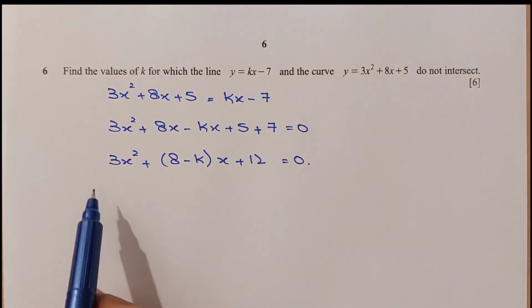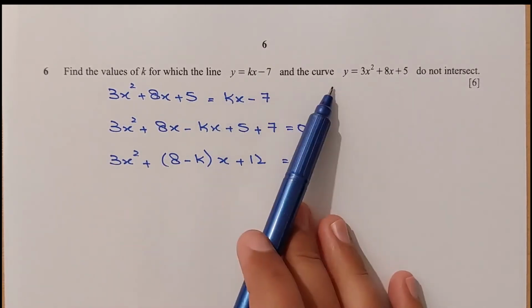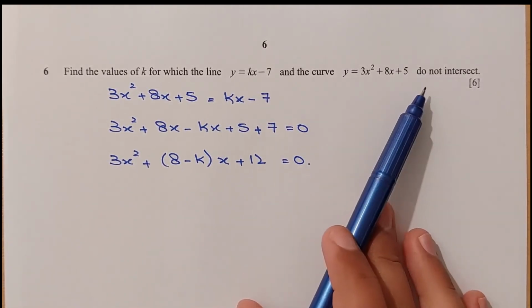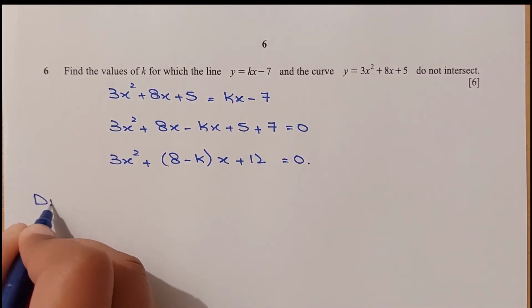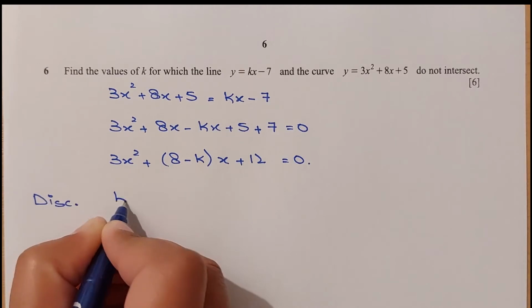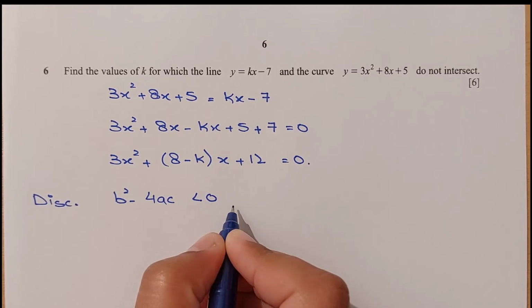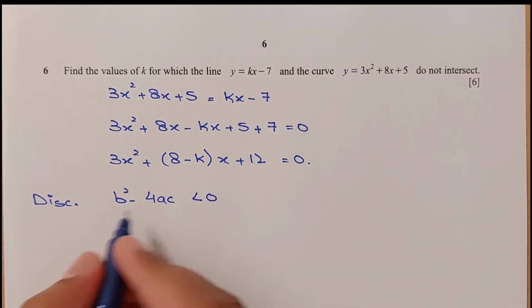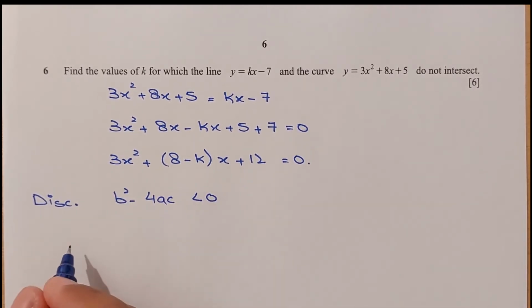Okay, so now this is a quadratic equation. We need to find the values of k when the line and curve do not intersect, right? If they intersect at one point, it means the discriminant equals 0. If they intersect at 2 points, the discriminant is greater than 0. And if they do not intersect, the discriminant is less than 0. So we have to use the discriminant method. The discriminant is b squared minus 4ac, and that must be less than 0 for complex roots when they do not intersect, right? So the x coefficient is b, the x squared coefficient is a, and the constant term is 12.